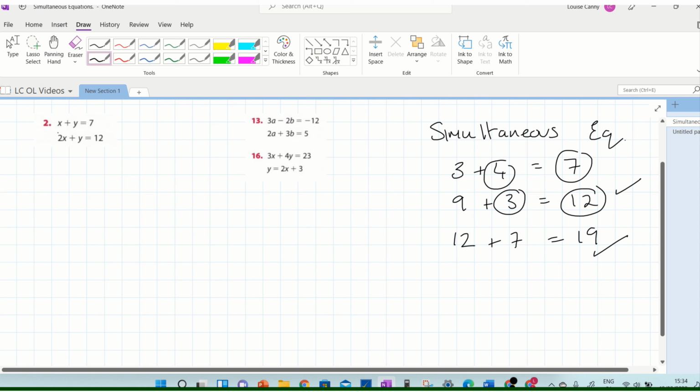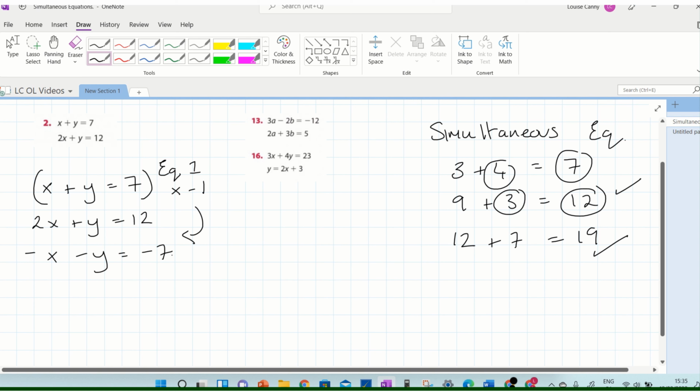So what I do is I write down my two equations. I have x plus y is equal to 7, and then I have 2x plus y is equal to 12. So these are nice easy ones because I can see here that if I multiply everything in my equation 1 by minus 1, what I'll get down here is minus x minus y is equal to minus 7. So that's my equation 1 multiplied by minus 1. And now what I'm going to do is add these two equations together.